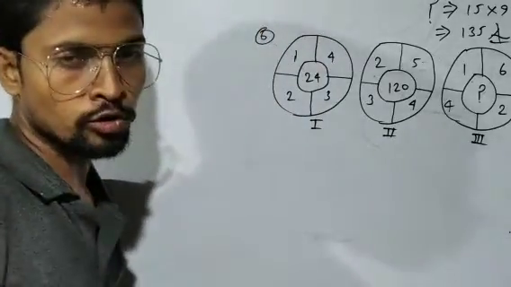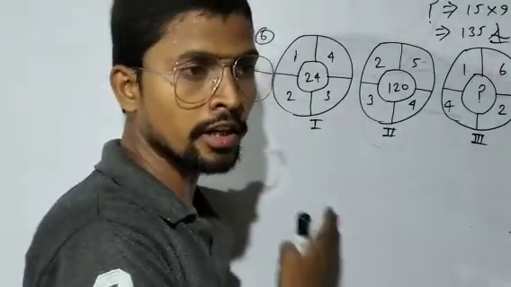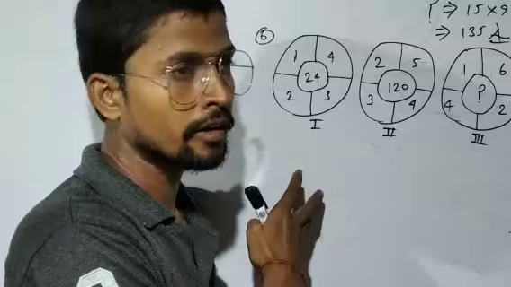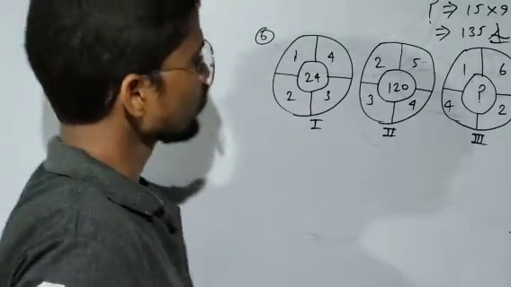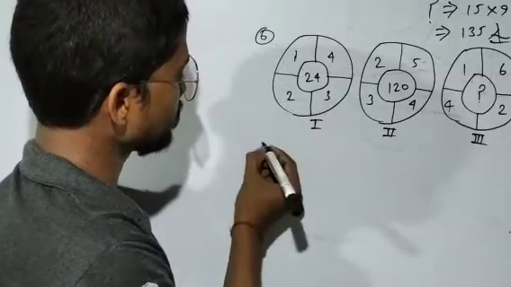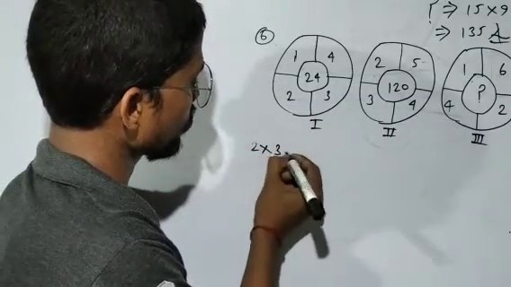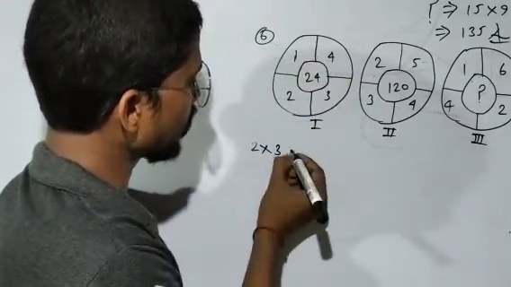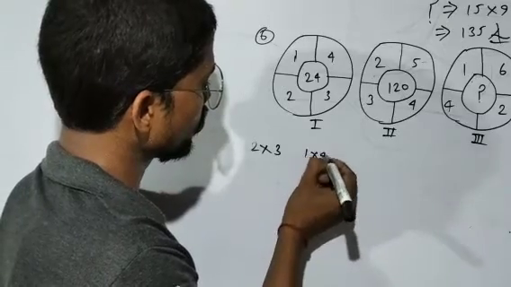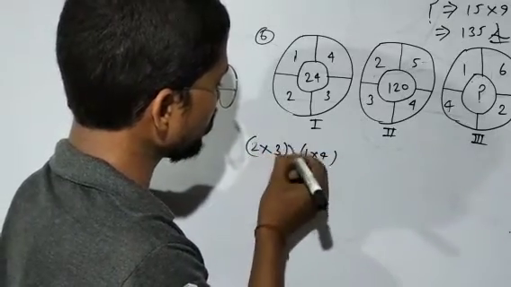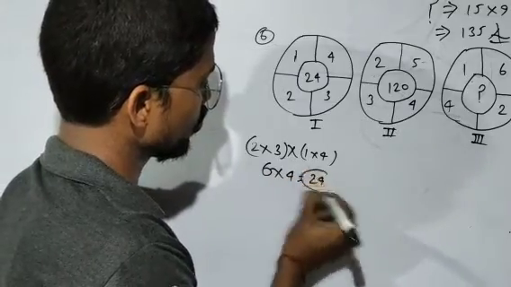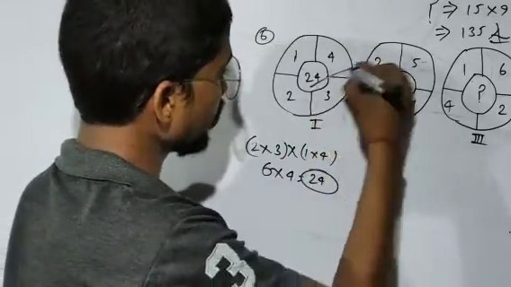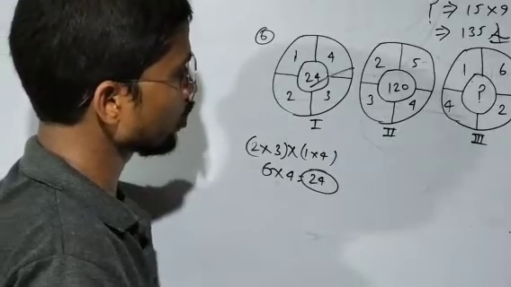First of all, you have to understand how the numbers inside and outside the small circle and inside the big circle are related. When 2 multiplied by 3 and 1 multiplied by 4, and totally we multiplied them, then we got the number in the middle of the small circle.